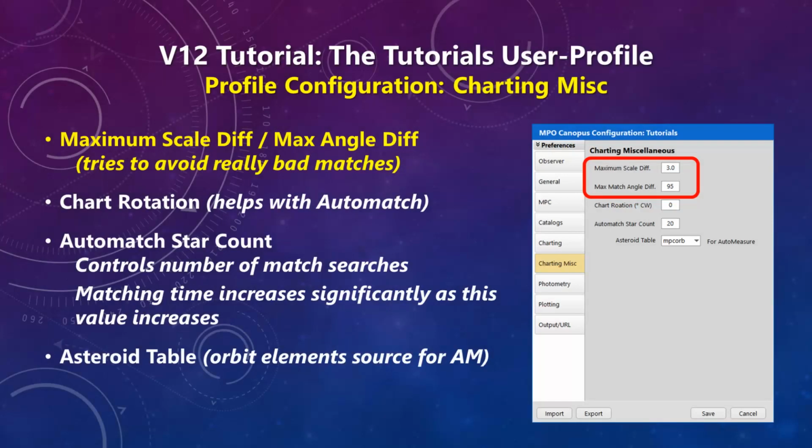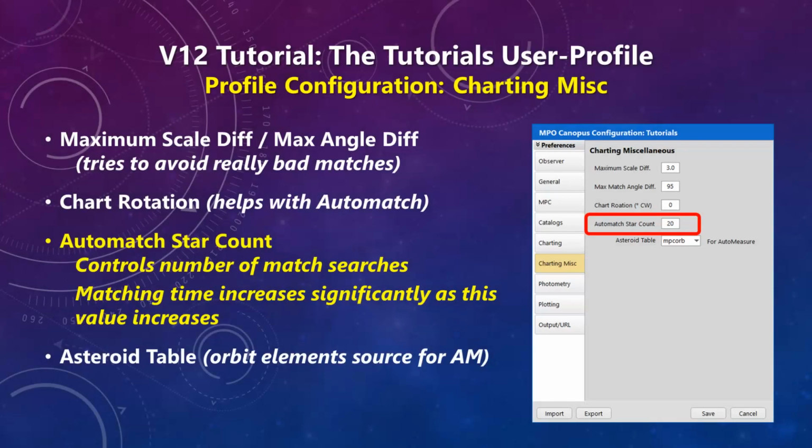The maximum scale difference rarely comes into play. It won't at all if all the other settings that affect the chart generation are correct. Set the maximum angle difference to 95 degrees. This sometimes helps when the images are flipped about one axis and not the other. Set the chart rotation to 0. The goal of combining this setting with others on this and the Observer tab is to generate a star chart for auto-matching that is close to the scale and orientation of the image.